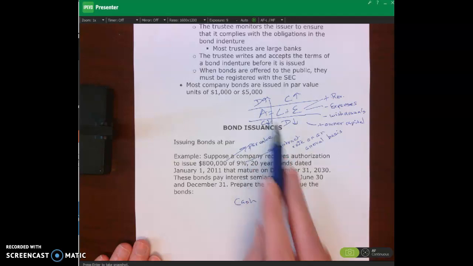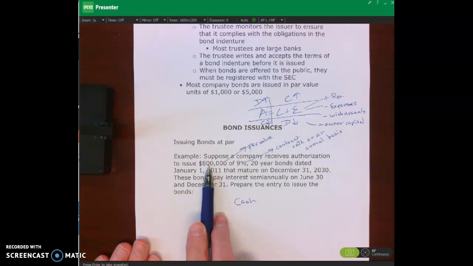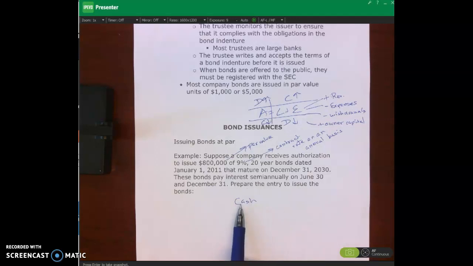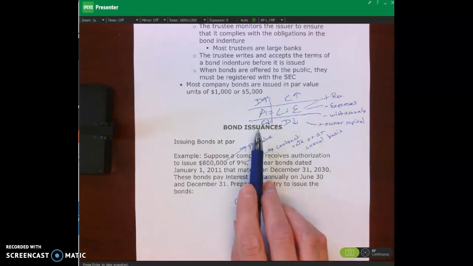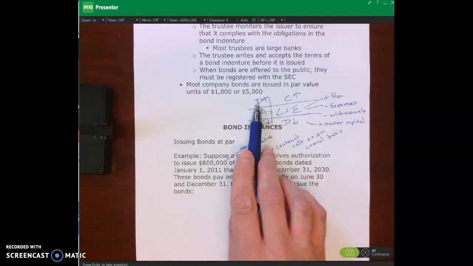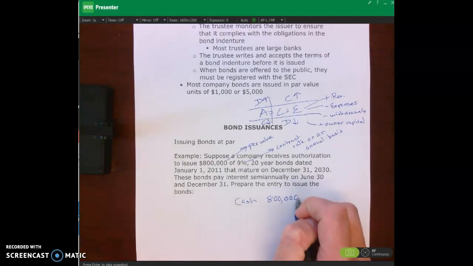Okay? So when we look at this journal entry to issue the bonds, we can think about this in terms of our accounting equation. Where do we put cash? We're getting cash. That's what happens when I issue bonds. It's like you taking out student loans. What do you get now? You get cash to make your tuition payments and pay for your living expenses, so on and so forth. So we get cash right now. Where do we put cash in terms of the accounting equation? Cash is an asset. How do we increase an asset? With a debit. So we debit cash for $800,000.